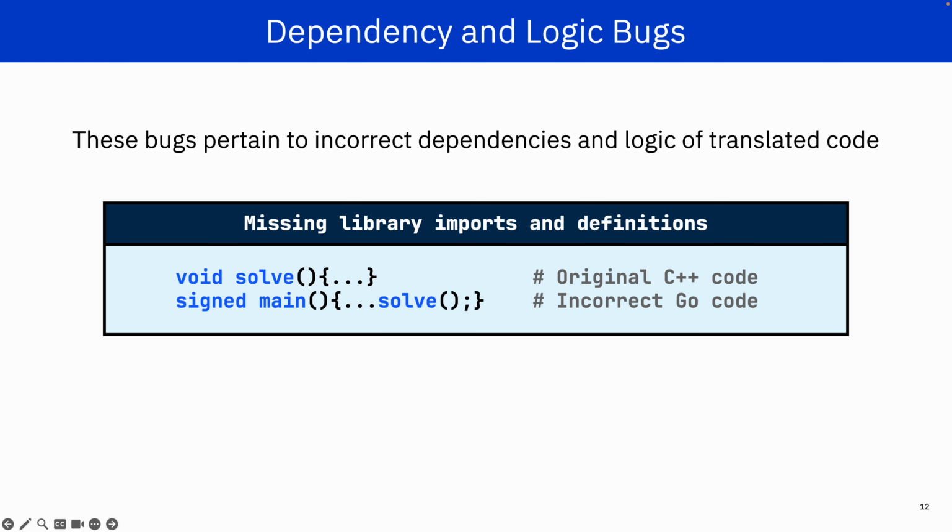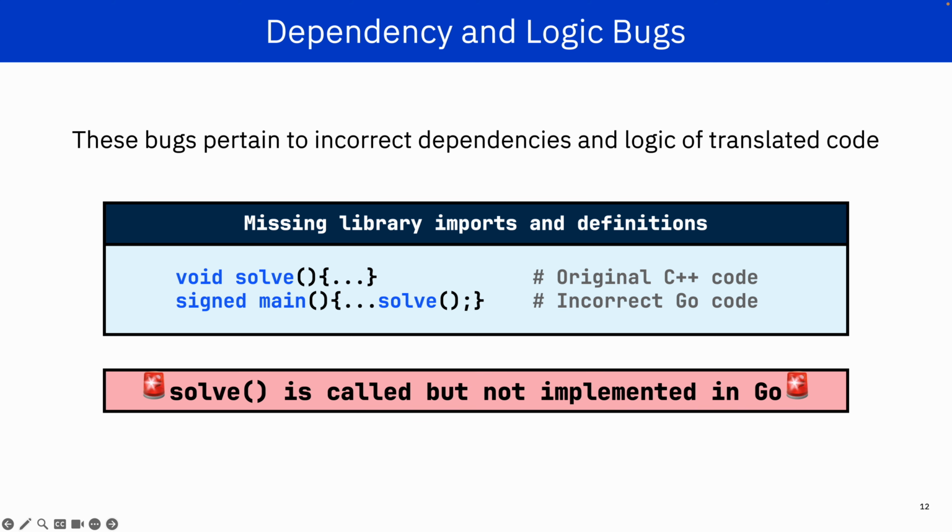The second class is dependency and logic bugs. Here, we have the problem of missing library imports and definitions. As for the missing definition, we have original C++ code, which contains a definition for the solve method. However, in the translated Go code, inside the main function, there's a call to the solve function, but it's never implemented before in the translated code.